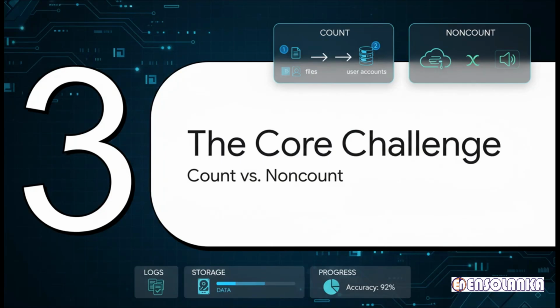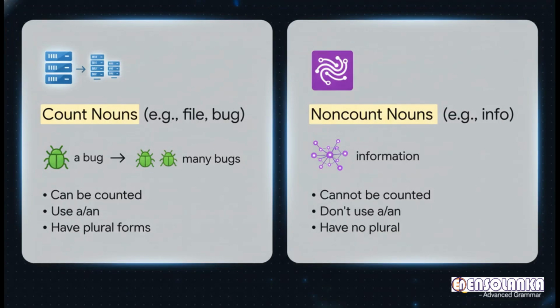Okay, we've arrived at the main event. Seriously, understanding the difference between count and non-count nouns is probably the single most important thing you can do to avoid the most common errors in technical English. Let's get into it. This breaks it down perfectly. Count nouns are just things you can, well, count.